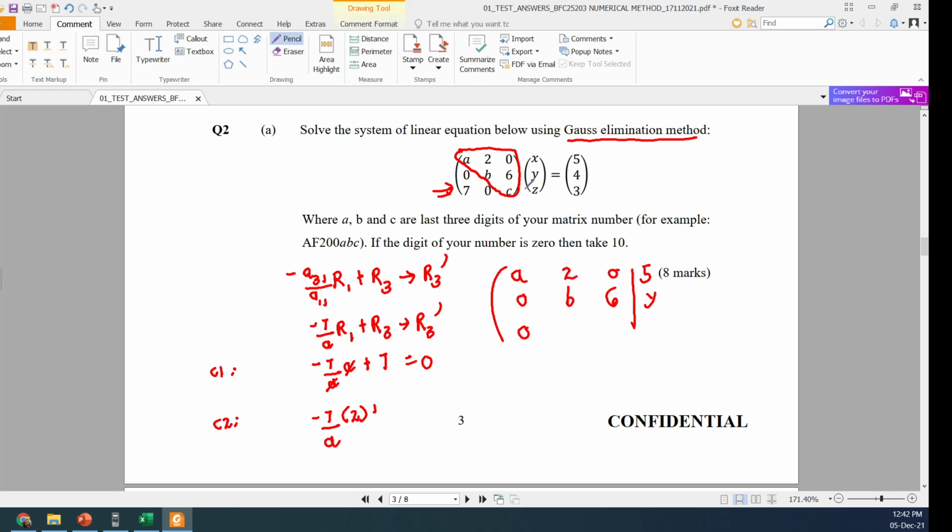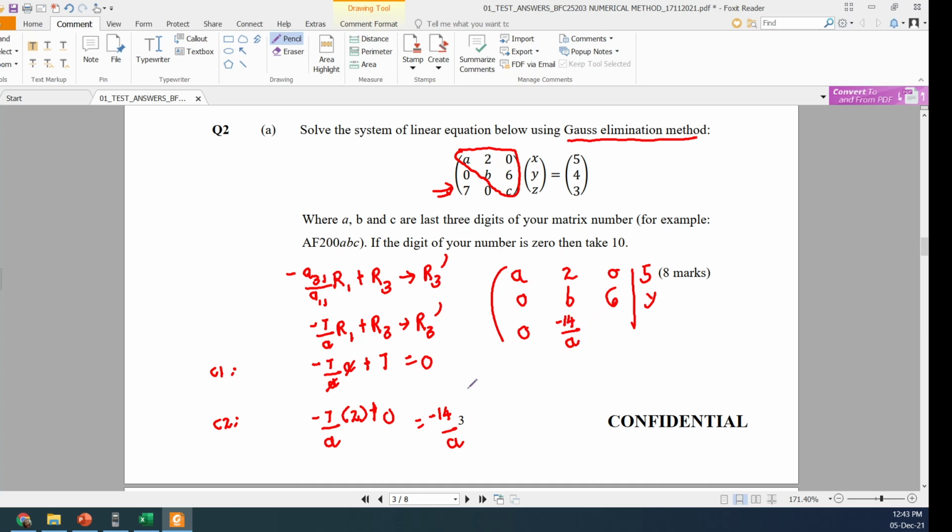Okay, column 2, row 1 is 2, row 3 is 0. So you plus 0. So the answer is negative 14 over A. So this is negative 14 over A. If you perform, use carry on the ABC, A22, you get the result negative 14 over A.